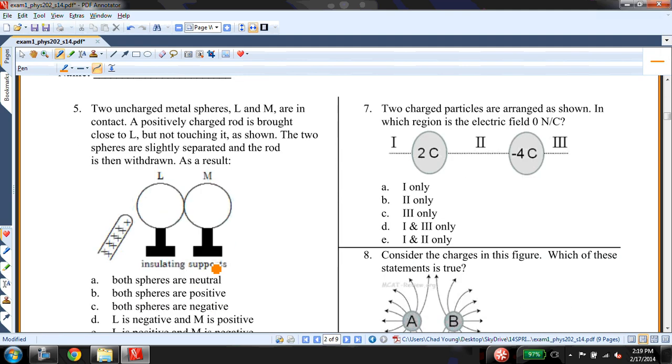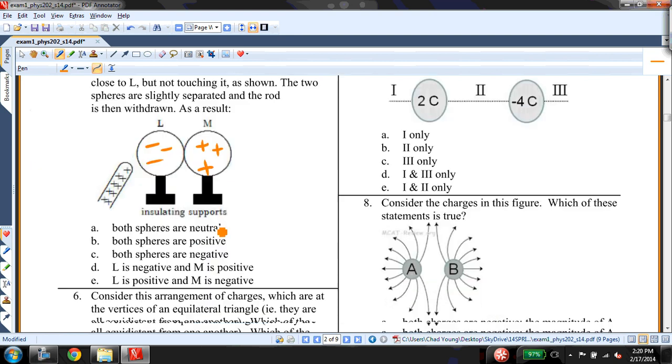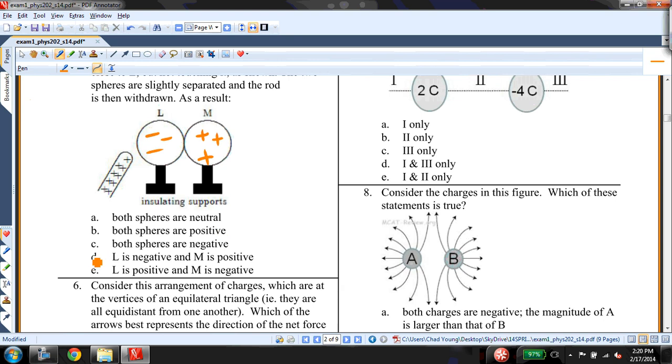For 5, I have 2 uncharged metal spheres brought into contact. A positive charged rod is brought close to L but not touching, as shown, and then they're slightly separated and the rod is withdrawn. All right, so I have this positive charge here. That's going to set up a negative charge on this one and a positive charge on that one. And then when you separate them and take away the rod, they're going to keep that charge. So L is negative, M is positive.